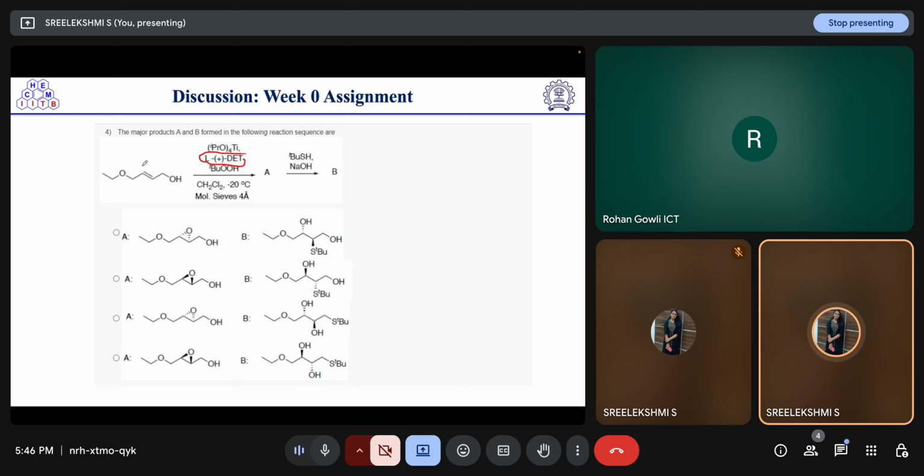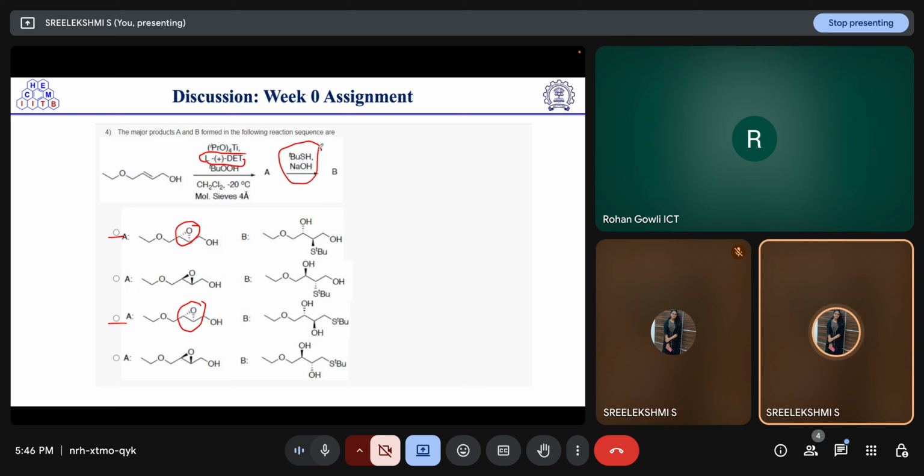Here, if we consider the Re face to be below the plane, it depends on what the substituents are, like how we define R configuration and S configuration. Similarly, for one alkene face, we say Re face and Si face. So this L plus DET will give this epoxide from below the plane. So it will be either option 1 or option 4. Option 3, yes.